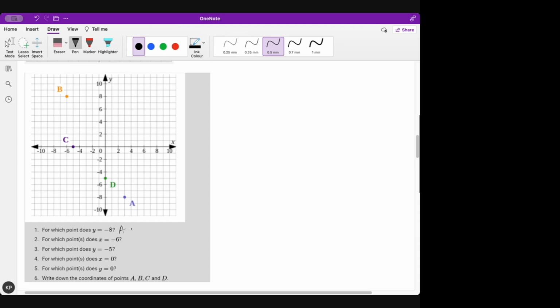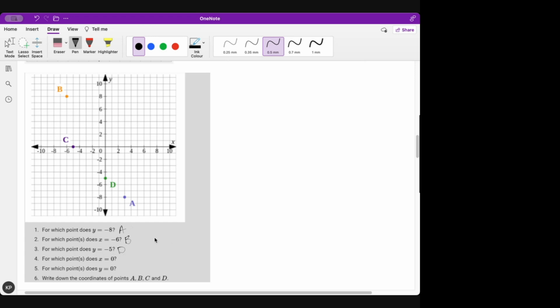That will be point B. Okay, remember, we don't look at the letters, we look at the dots. I know it's confusing sometimes, but the dots are what we look at. So it's actually B that's on -6 because it's over there. For which point does y equal -5? That will be point D.